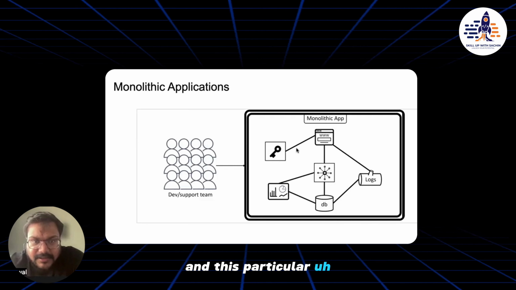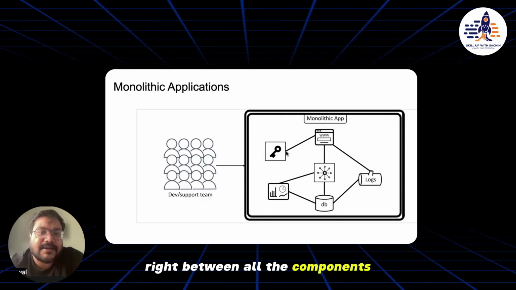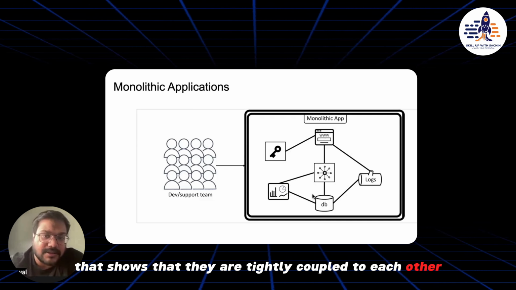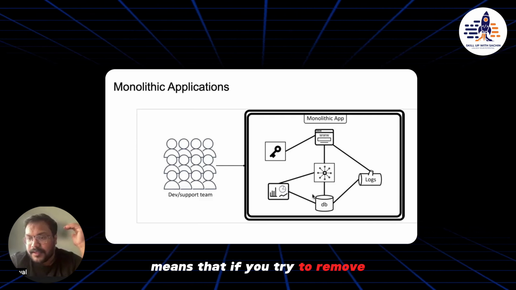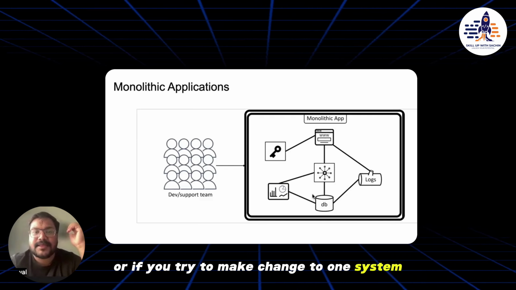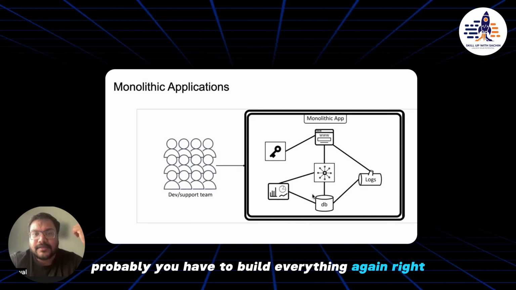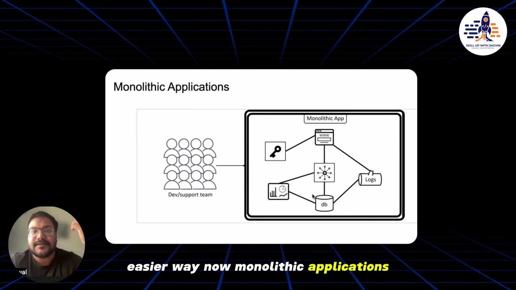The connections which are made between all the components show that they are tightly coupled to each other. When we say tightly coupled, it means that if you try to remove or make a change to one system, you probably have to build everything again. So you cannot make changes in an easy way.